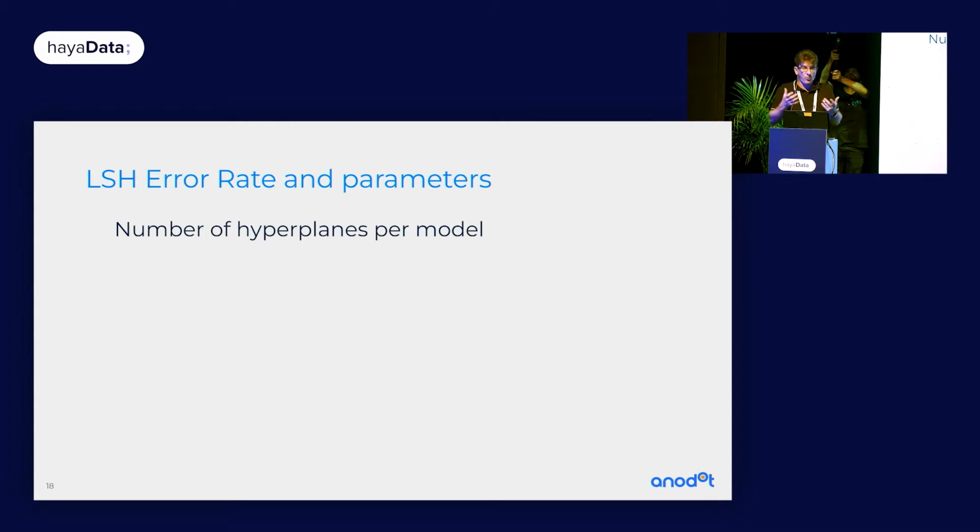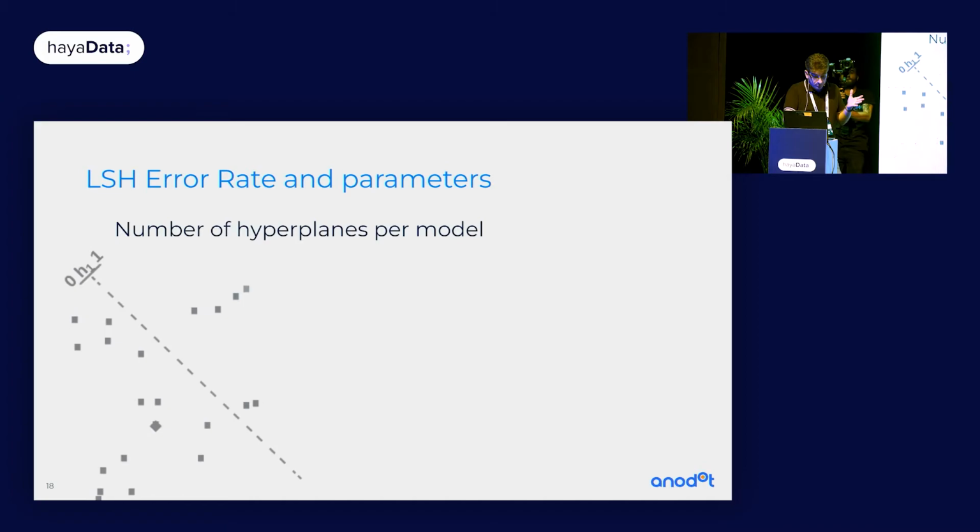How can we find the optimal number of hyperplanes per model? To give you some intuition about the number of hyperplanes, let's think about extreme cases. Extreme case number 1, a single hyperplane per model. It will give you a huge average bucket size. If you are unlucky, you can have all your vectors in the same bucket. And you understand the trade-off here. It will be very expensive to use this model, but it's very cheap to calculate, right?